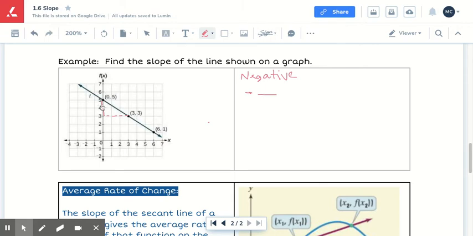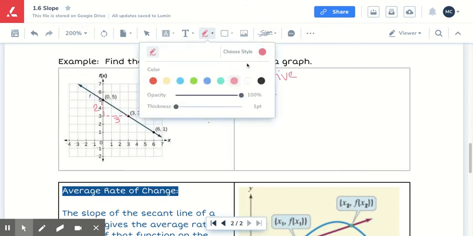Now all I have to do is count. So this side of the triangle has 2, and this side of the triangle has 1, 2, 3. This one's 3. So the rise is 2, and the run is 3. So my slope for this function would be a negative 2/3.